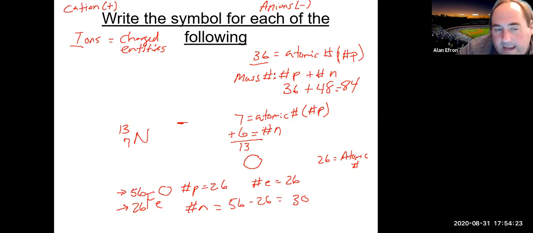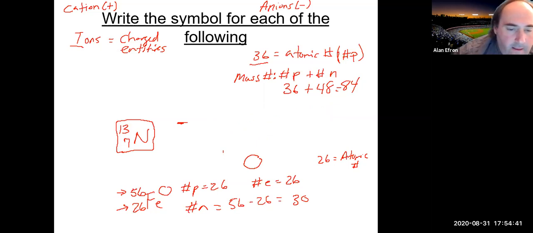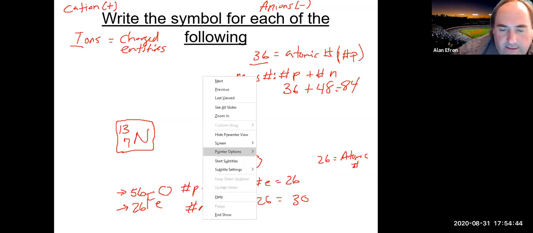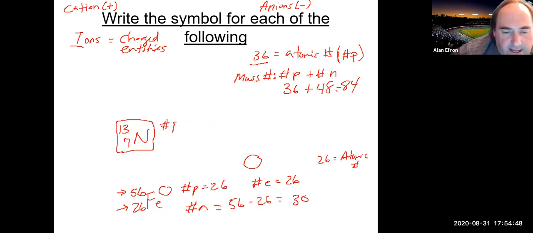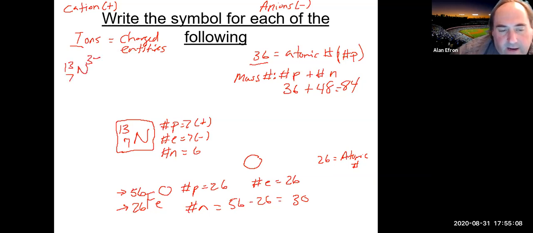And you may say to yourself, so what happens if something does have a charge? So why don't we take this guy here that we just did, which is nitrogen. And again, in this nitrogen, just to reiterate what we had there, in terms of protons, it had 7 protons. It also had 7 electrons, and the neutrons that we had was 6. So if we take this nitrogen, same setup, 13, 7, and nitrogen, and now give it a -3 charge. So let's say this nitrogen had a -3 charge.